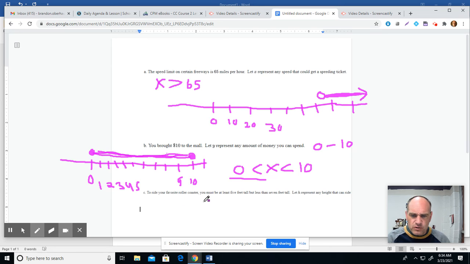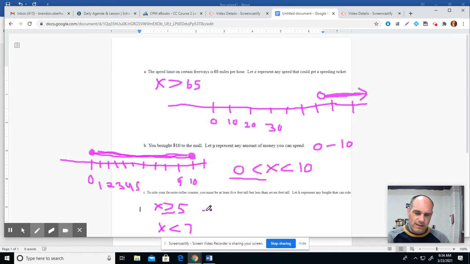All right. To ride your favorite roller coaster, you want to be at least 5 feet tall, but less than 7 feet. So we want to be at least 5 feet tall. So X can be greater than or equal to 5, because I can be bigger than 5 or 5 feet, but I have to be less than 7 feet. I can't put an equal sign because I can't be 7 feet. So it says I can be at least 5, so I can be 5 or more, but less than 7. So this will give me X is less than 7. But remember, I don't put the line because I don't want 7 to be a part of that.